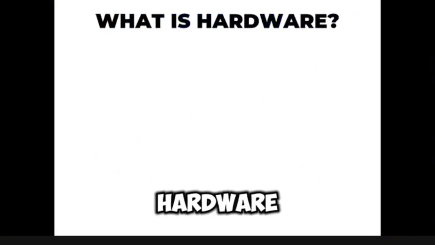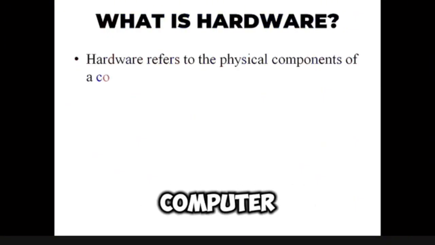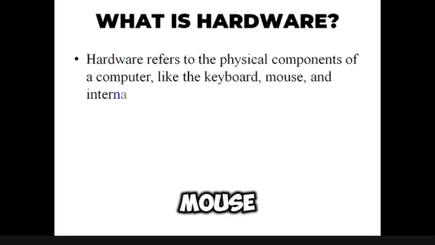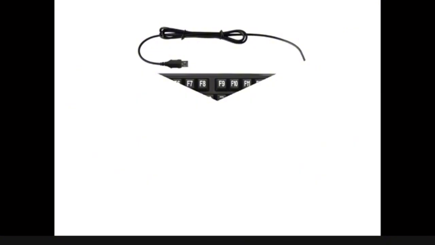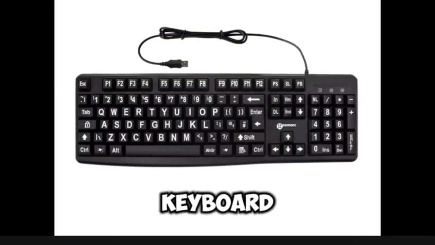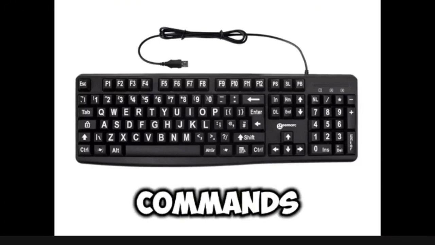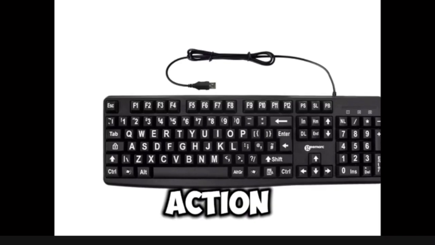What is hardware? Hardware refers to the physical components of a computer, like the keyboard, mouse, and internal parts, like the motherboard. A computer keyboard is a peripheral device used to input text, numbers, and commands into a computer. It consists of a set of keys arranged in a particular layout, with each key representing a specific character, function, or action.